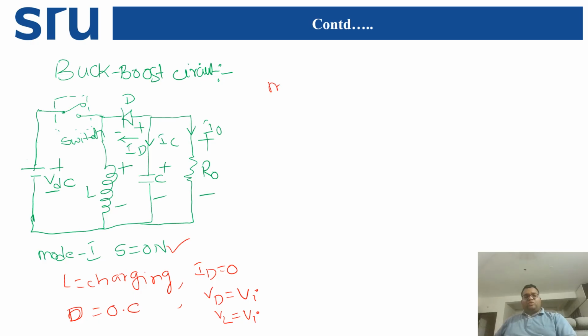Now coming to mode 2 operation, that is when the switch is off. What will happen when the switch is off? Whatever inductor is there, it will deliver the energy. And along with that, here the capacitor starts charging, as well as load power consumption will happen.